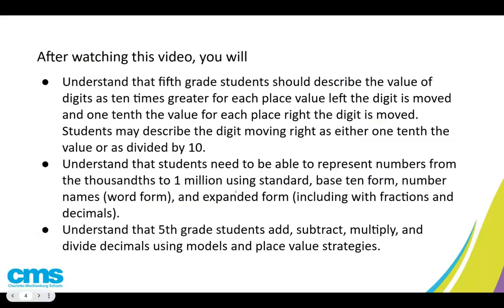After watching this video, you will understand that 5th grade students should describe the value of digits as 10 times greater for each place value left the digit is moved, and 1/10 the value for each place right the digit is moved. Students may describe the digit moving right as either 1/10 the value or as divided by 10.